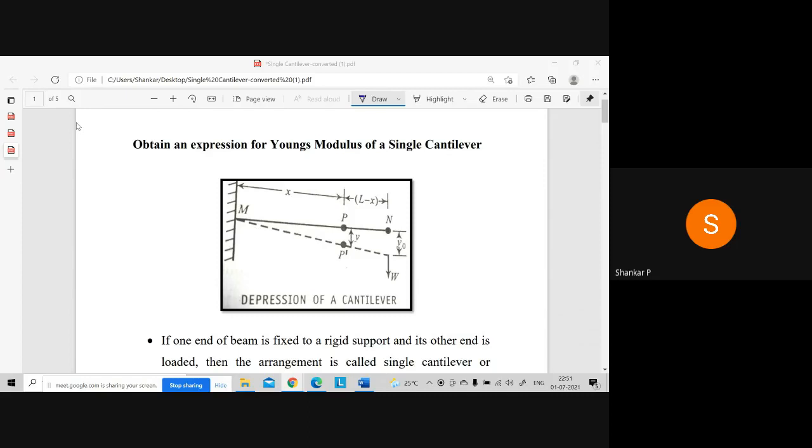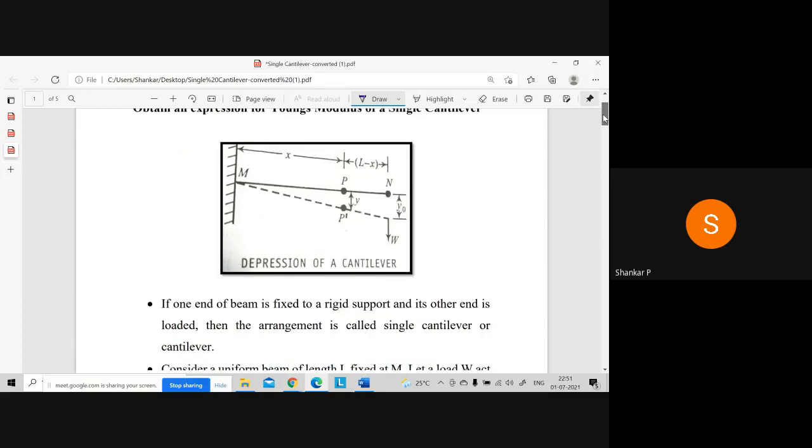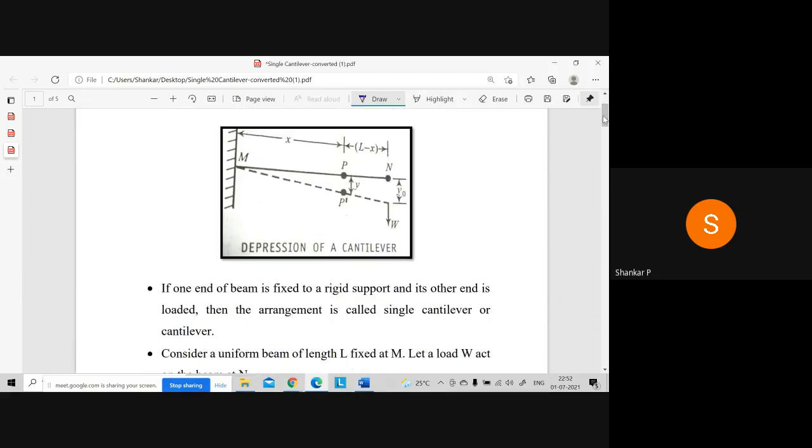Dear students, today we will learn an expression for Young's modulus of a single cantilever. Let us consider a single cantilever, which is nothing but a beam which is fixed at one end and it is being loaded at the other end. Such a beam we call a single cantilever.